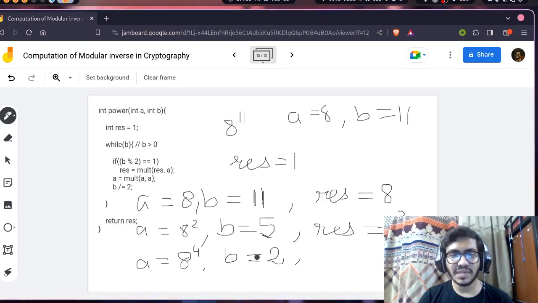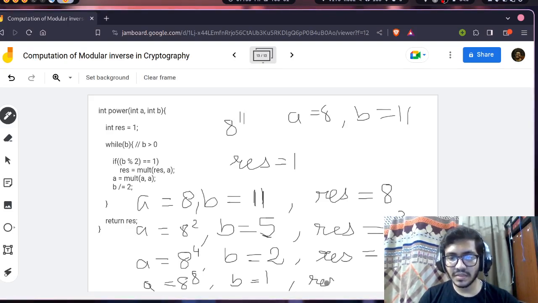Now when B is 2, a positive number and not odd, res stays what it is right now, which is 8 cube. Now A, just remember that A is always being multiplied by itself, so A becomes 8 raised to the power 8 now, and B is 1, which is an odd number, so res is multiplied by A, so that is 8 cube into 8 raised to the power 8, that is 8 raised to the power 11.